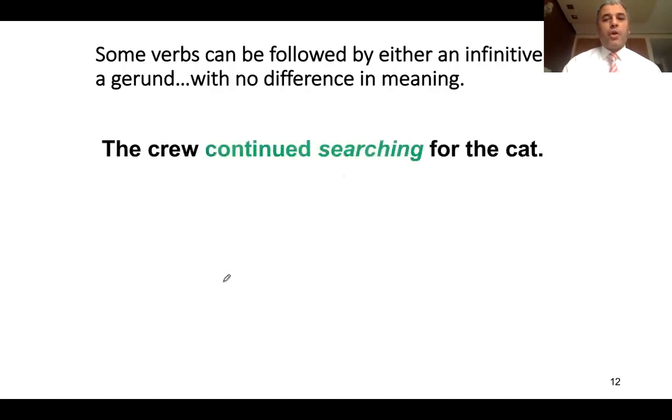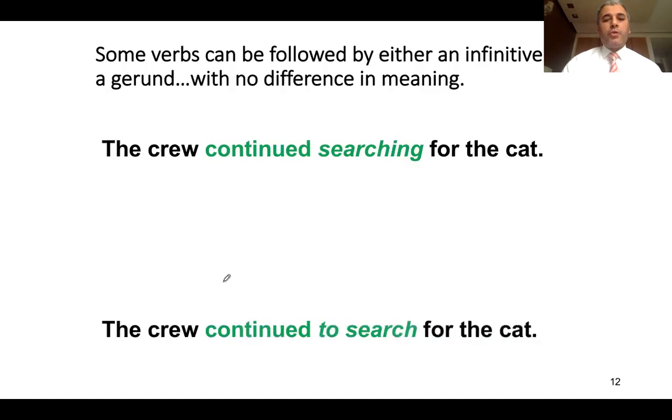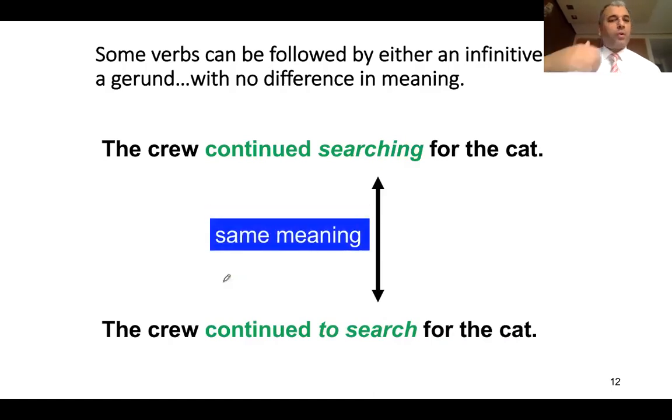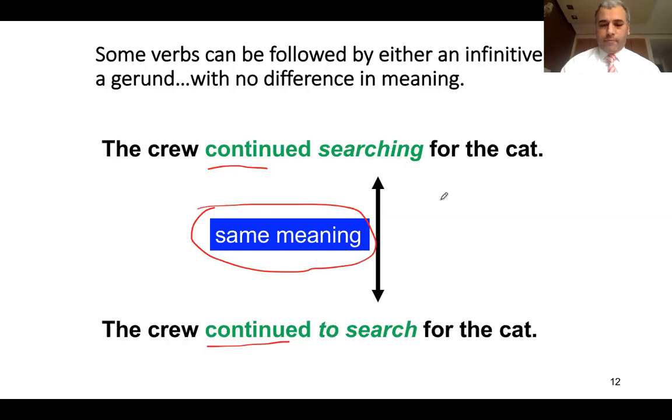The crew continued searching for the cat. So here you have continued searching, a gerund. The crew continued to search for the cat. In both of these, the meaning is the same. The crew continued to search or continued searching, meaning that they went on looking for the cat. So you see, continued is one of those verbs where you can use either a gerund or an infinitive without a difference in meaning. It is the same meaning, okay?